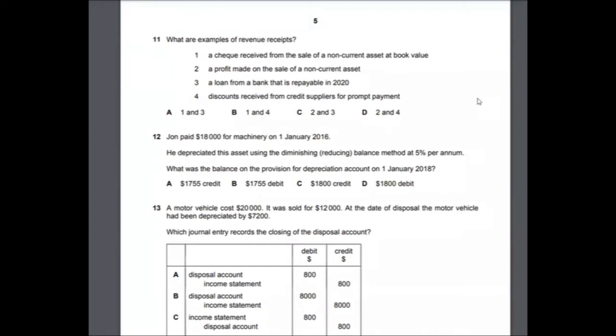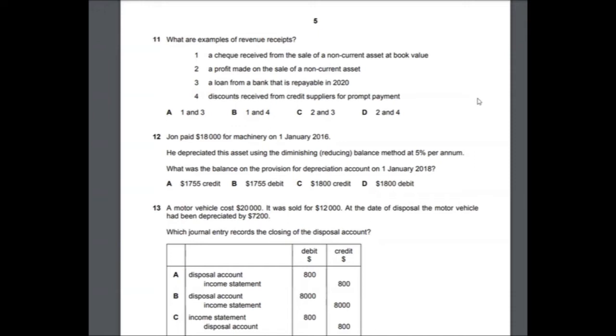Then statement 4 is discount received from credit suppliers for prompt payment. That is a classic example of revenue receipt. So in this case, it's only statement 2 and statement 4. So it's option D. The correct answer to multiple choice 11 is option D.